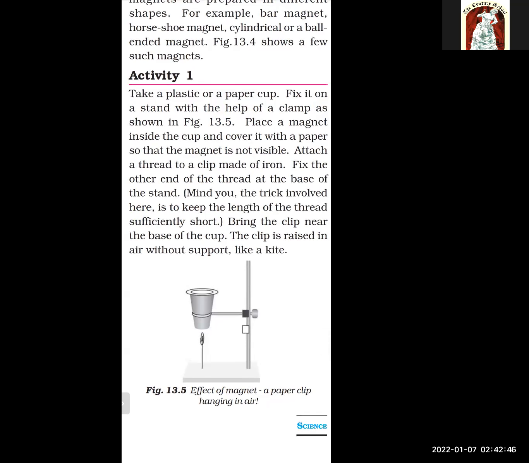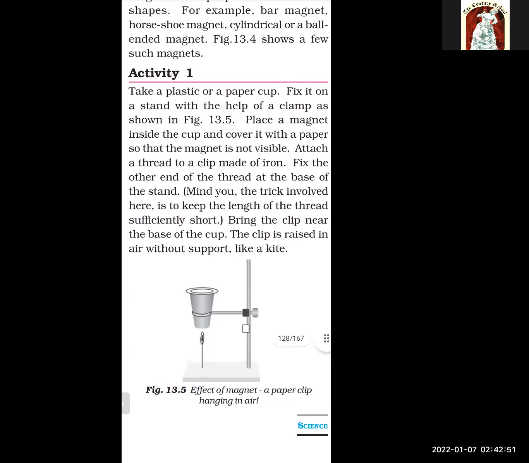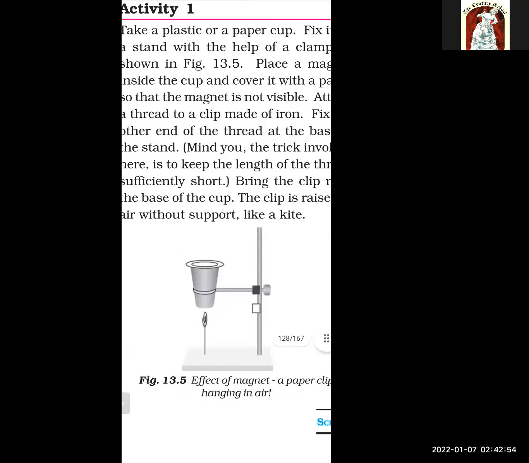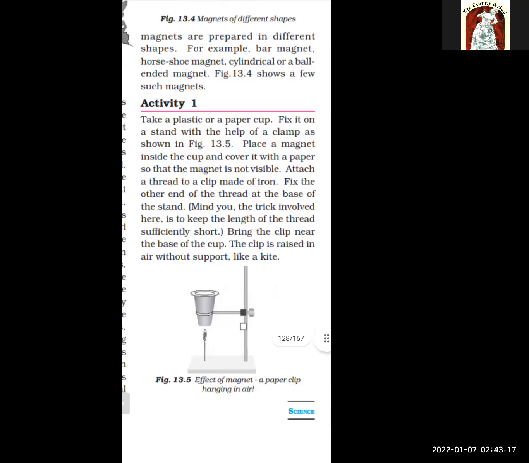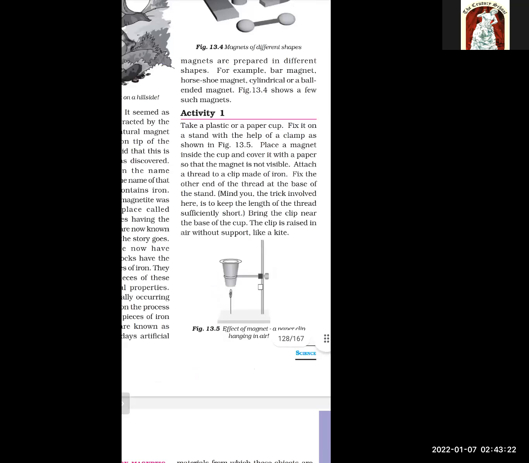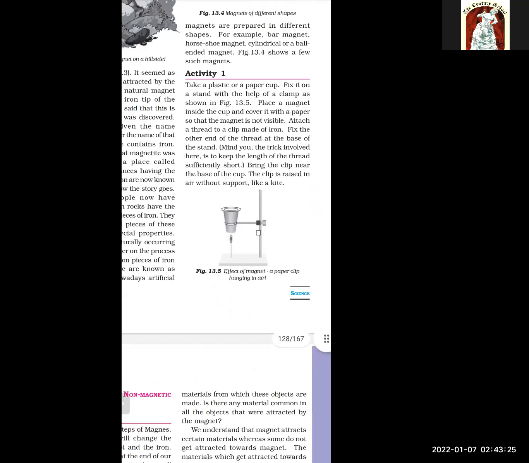Firstly, we will take a paper cup, and in the paper cup we put a magnet, and the metal clip below we will attach with thread. As soon as we take the metal clip near it, we see that the metal is attracted to the paper cup. This metal kite is moving. So it is the effect of magnet. This is the effect of magnet in daily life.